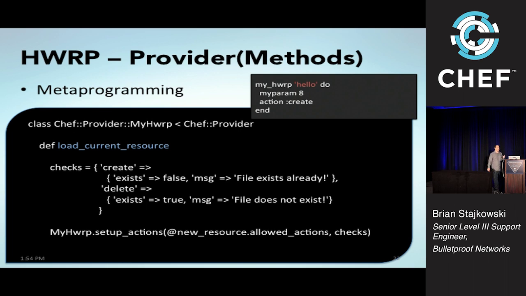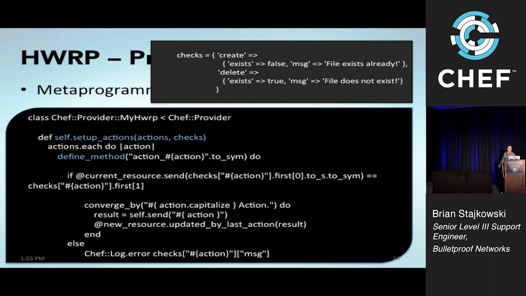And then I'm passing to my setup actions method. I'm passing a method within new resource that houses all of the actions that you've stated in your resource file, create, delete. And it's just an array, right? So I can pass that as an array to my setup actions method, along with those checks as hash. And don't worry if you don't understand entirely what's happening here. I'll go ahead and explain it.